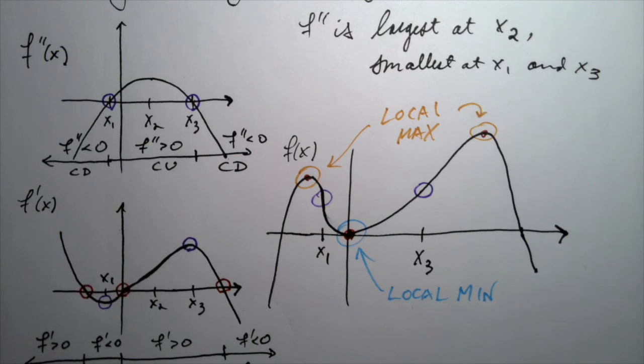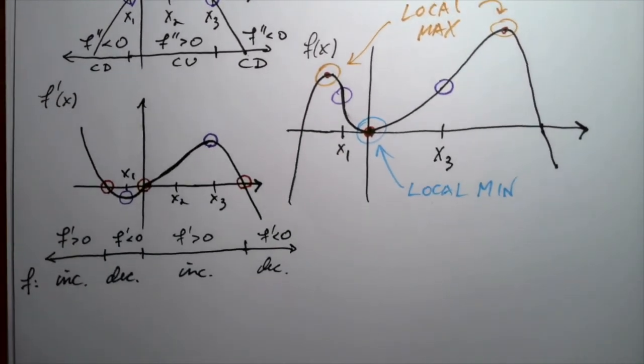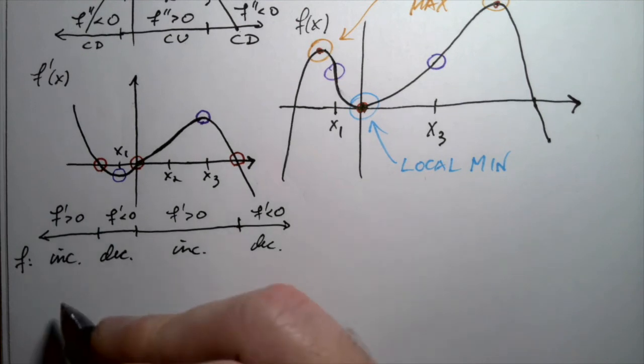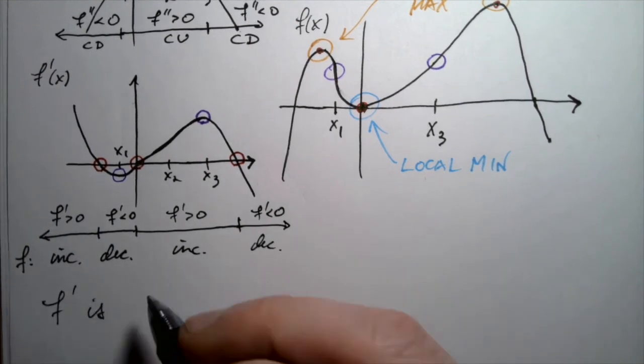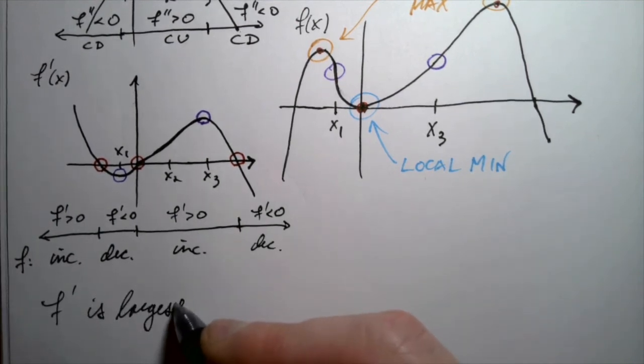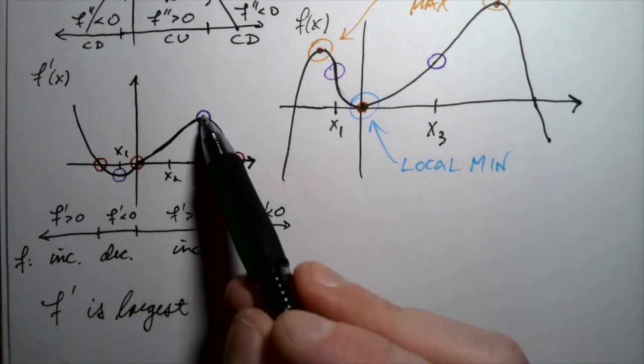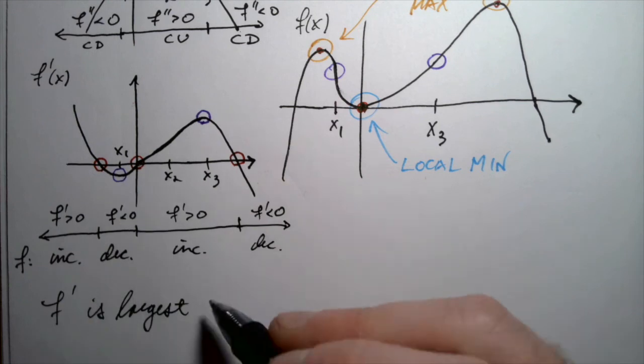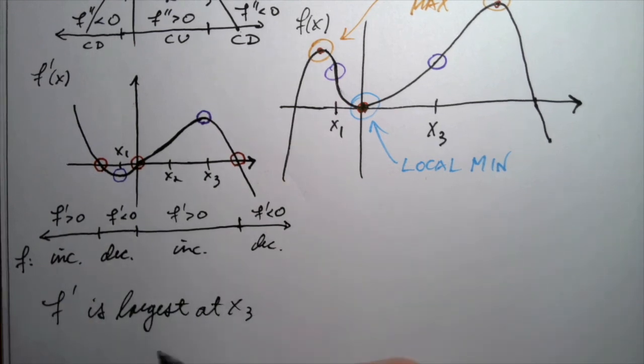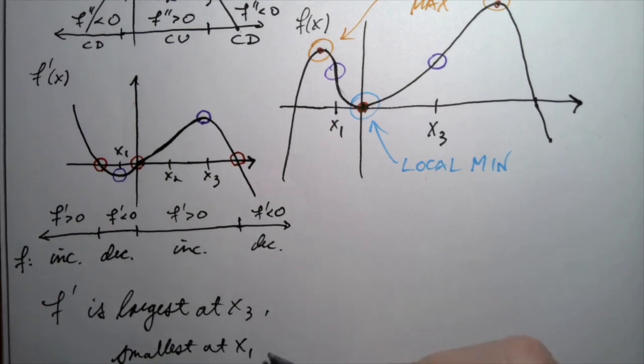Alright, what about for the first derivative? Let's scoot on down here and look at the first derivative. Notice that the first derivative, among just the 3 points x1, x2, x3, it's biggest here and it's smallest here. So it's largest at x3 and it's smallest at x1.